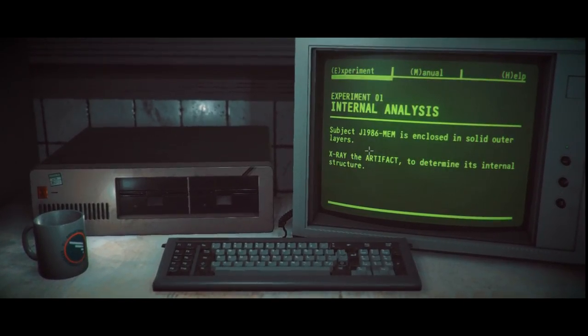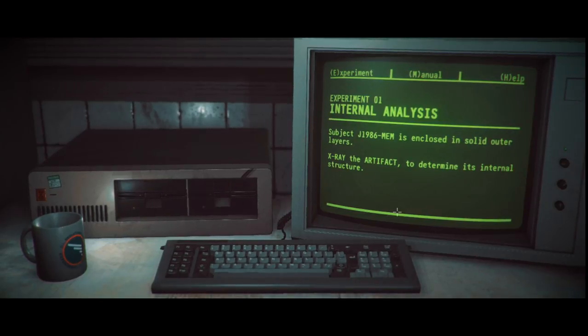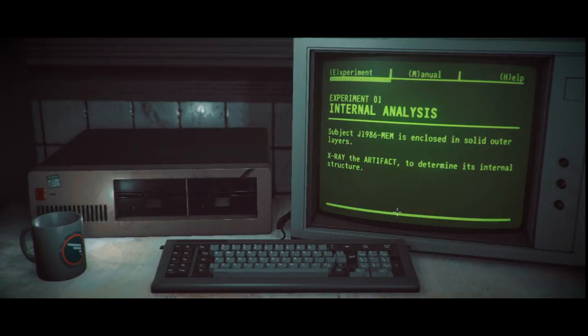Okay. Experiment 1. Internal analysis. Subject J1986-MEM is enclosed in solid outer layers. X-ray the artifact to determine its internal structure.